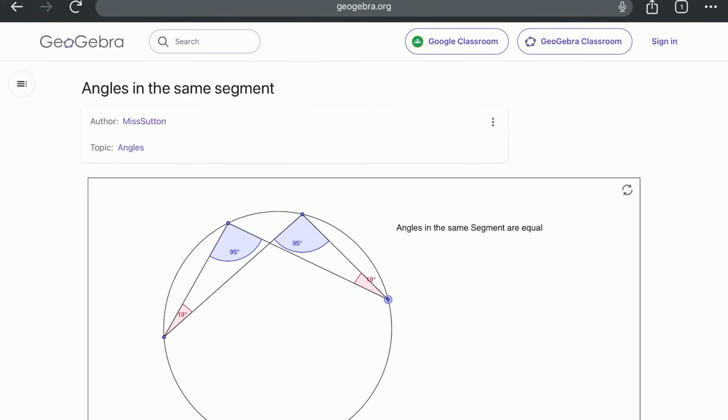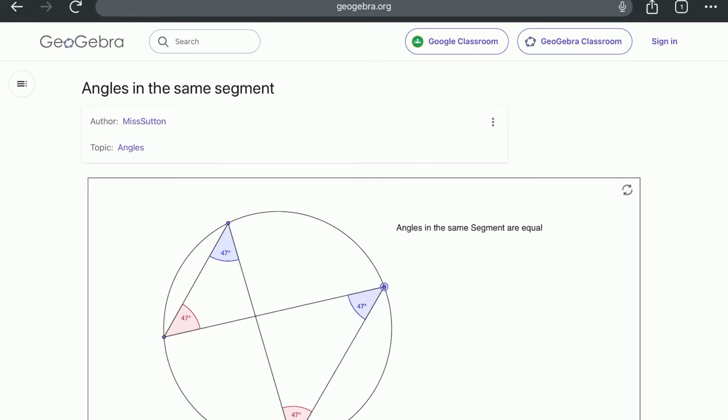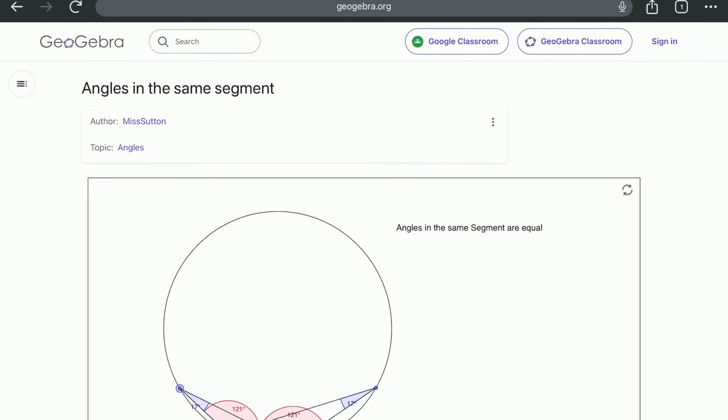They're 95 and 95, the other two are 19 and 19. And now if I move the ones in blue, the ones in red are changing, but they're still exactly the same. It changes when you go into this sort of shape, because at this point it's a cyclic quadrilateral, but the rules apply all the way down until this bit here.